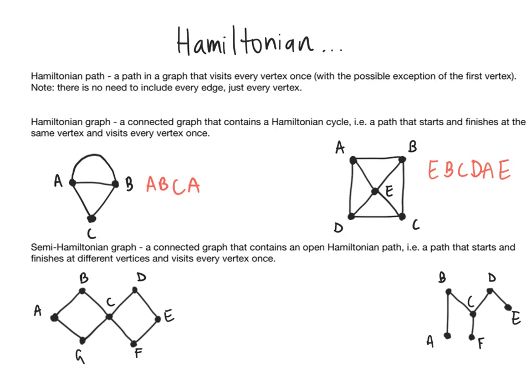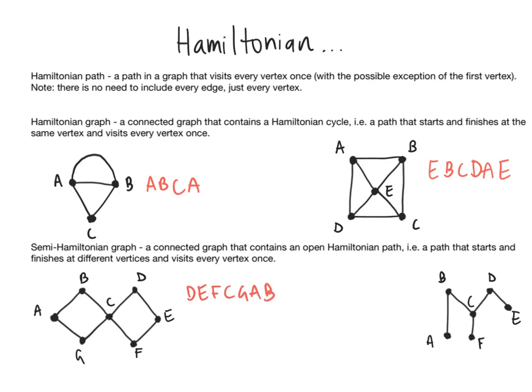And moving down to the bottom now, where we look at semi-Hamiltonian graphs. So this one here is semi-Hamiltonian. We'll look at the other one in a moment, but for now, this one over here is semi-Hamiltonian, and that's because it's a connected graph. It contains an open Hamiltonian path. So, in other words, a path that starts and finishes at different vertices and visits every vertex once. So an example of that path would be D, E, F, C, G, A, and B. So let's write that one down now. D, E, F, C, G, A, B.